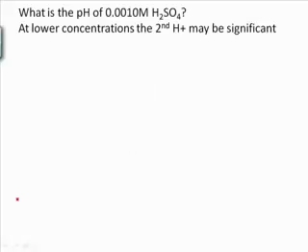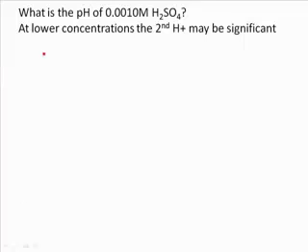Okay, so now let's look at what happens when we have a lower concentration of the sulfuric acid. When we have these lower concentrations, the contribution of the second hydrogen may actually be significant. Now we're going to look at what happens if the concentration of the sulfuric acid is more dilute. In that case, that second hydrogen may be significant.